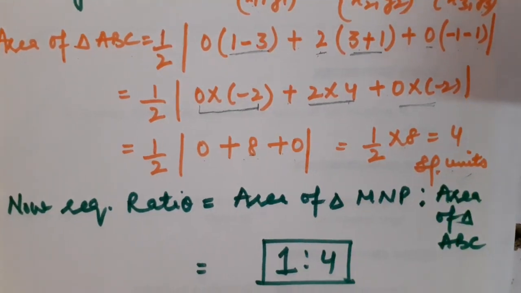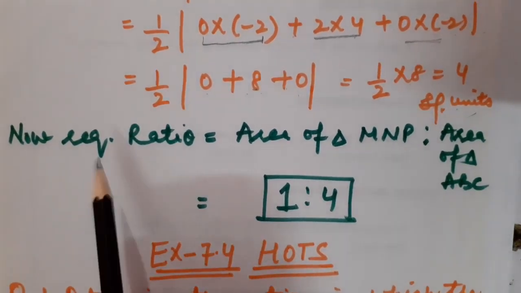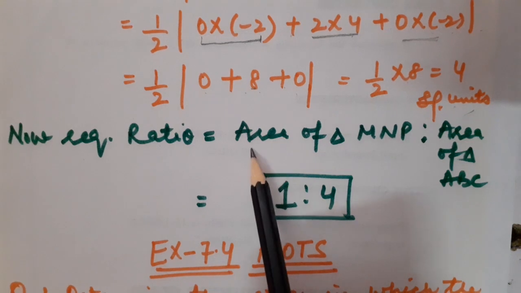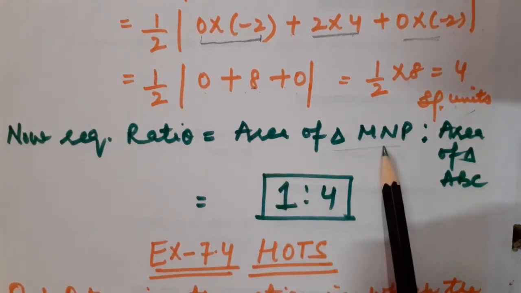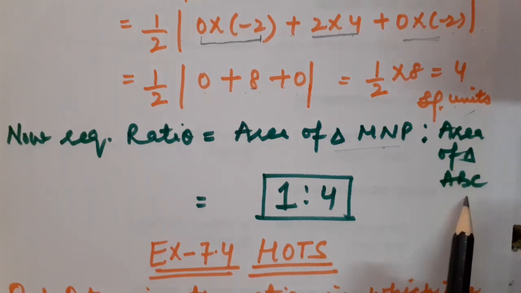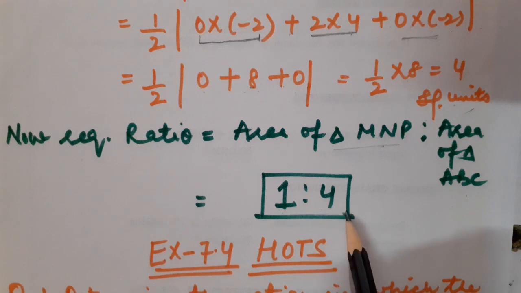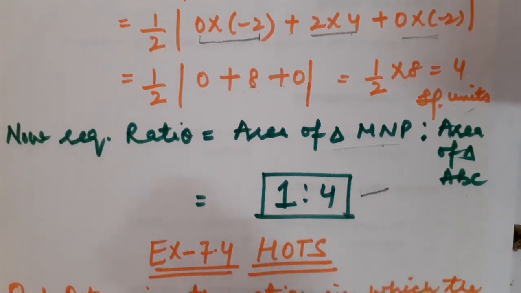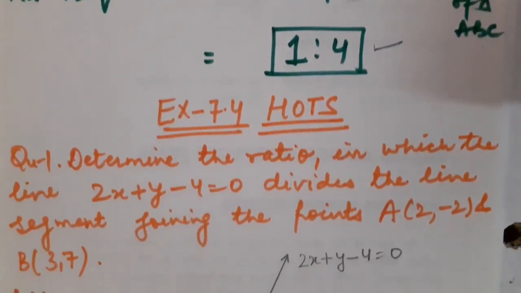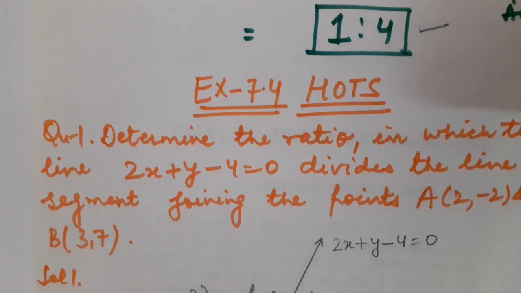Fine. Now after calculating the areas, we will have to calculate the ratio. So the required ratio is equal to the area of this smaller triangle, which is made from the midpoints, to the area of the bigger triangle. So what would be the ratio now? This is 1:4. Understood, students? Okay. Now I am going to switch to HOTS questions. Please be alert. They are very, very important and most of the time are asked in the board exam also.